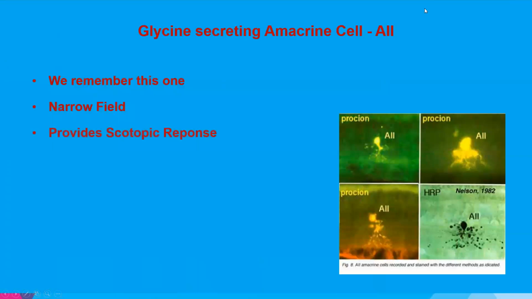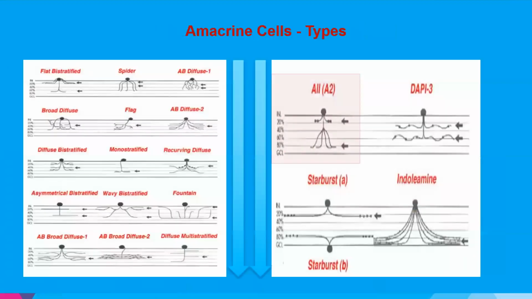Cool. So he provides the scotopic response. Makes sense, right? Because it's the rod bipolar cell. He inhibits the cone off with glycine. It's also known as A2 or AII. And let's go find him. There he is. And it makes sense how they drew him.